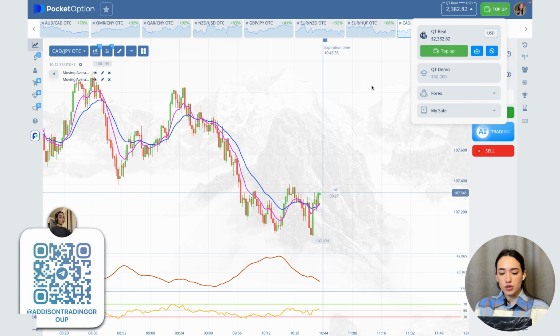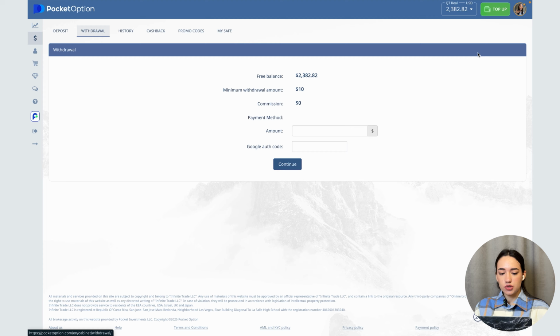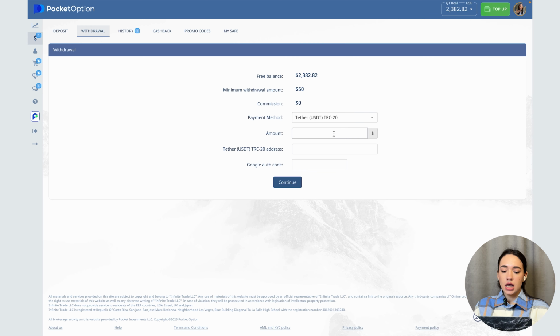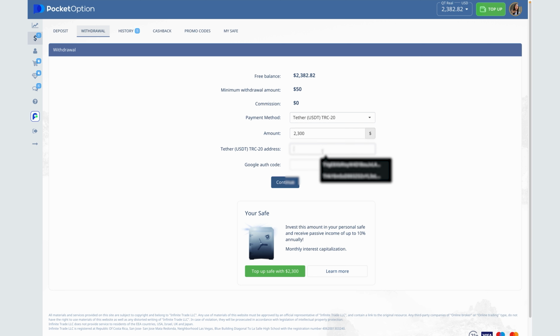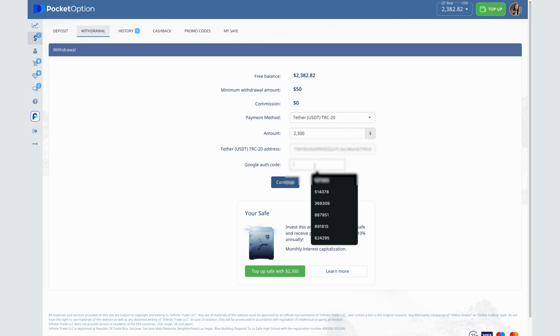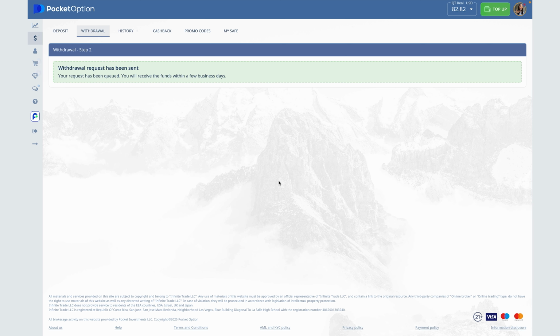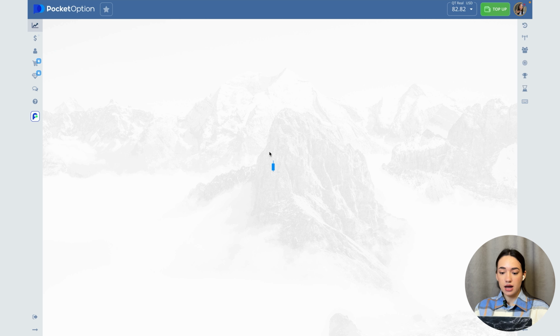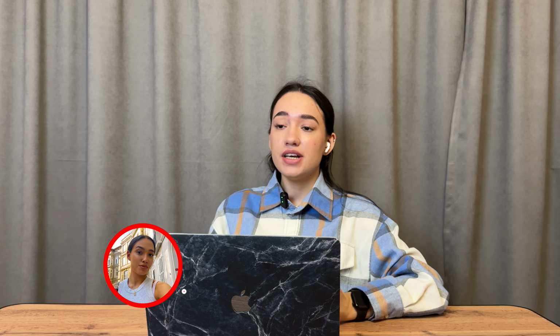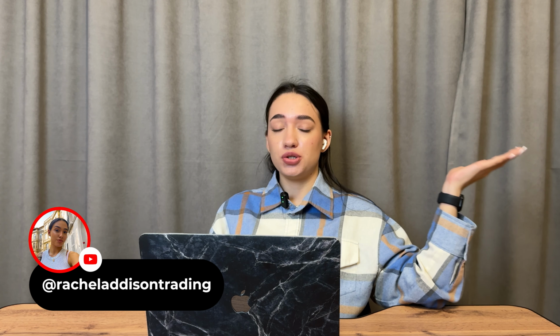Let's move to the withdrawable tab and let's withdraw $2,300. And the withdrawal request has been successfully processed. Oh, just great. Well, guys, the trading session is over, and this is the result I managed to lock in thanks to this trading method.